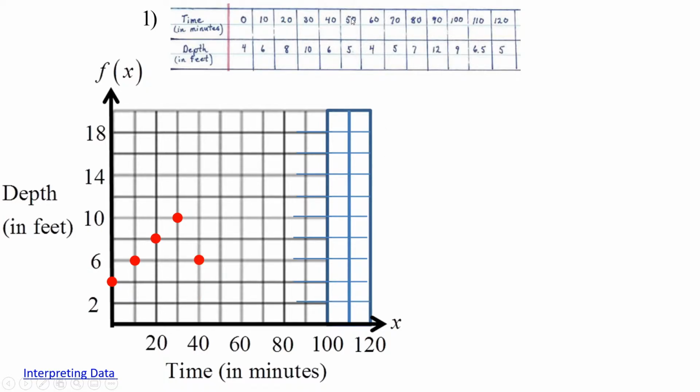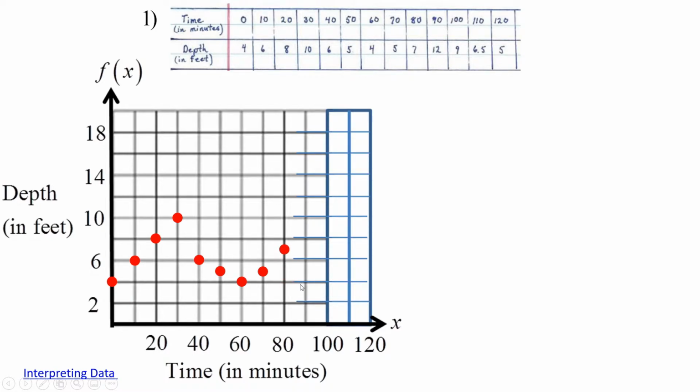And then at the 50-minute mark, I'm down to 5 feet. So 2, 4, 5 would be about right there. And then at the 60-minute mark, I'm down to 4 feet. So that's going to be right here. And at the 70-minute mark, I jump back up to 5 feet. Right here. And then at the 80-minute mark, I'm continuing to increase to 7 feet. 80 minutes. 6, 8, 7's going to be right there.